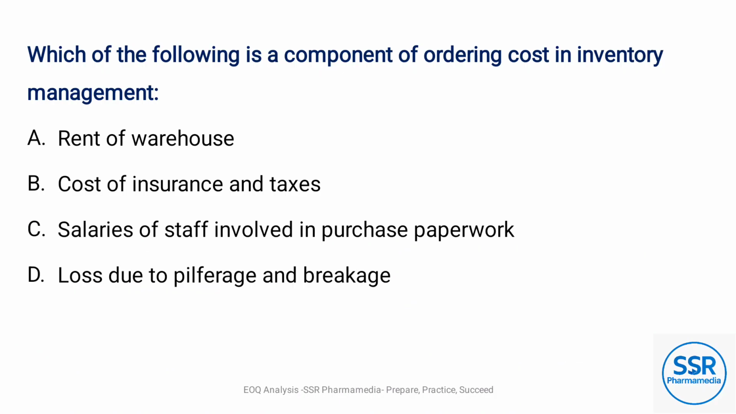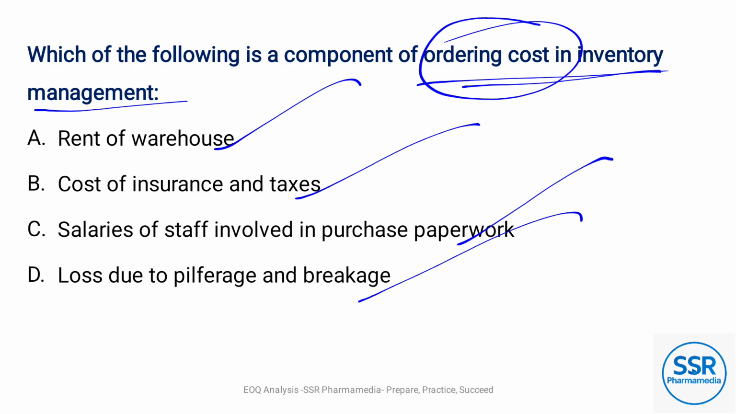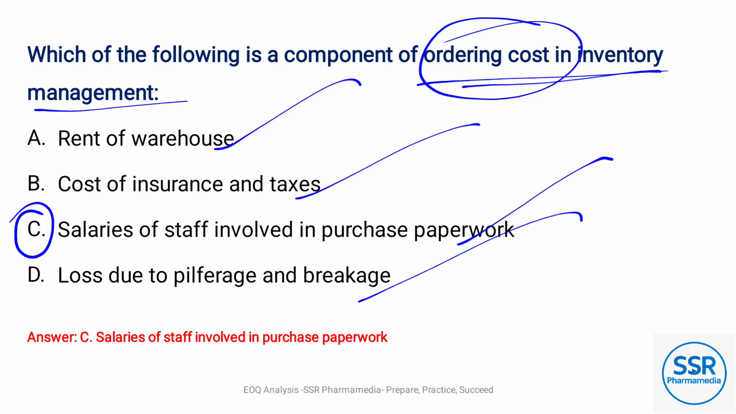So next question: which of the following is a component of ordering cost in inventory management? Option A, rent of warehouse; option B, cost of insurance and taxes; option C, salary of staff involved in purchase paperwork; and option D, loss due to pilferage and breakage. So ordering cost means salaries involved. The answer is option C, salaries involved in the purchase paperwork.